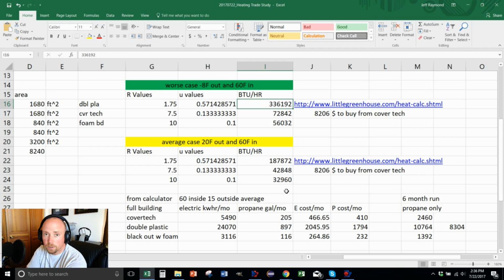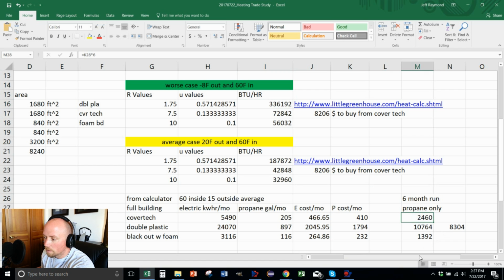But first I wanted to go over insulation, because the conclusion here, it's probably pretty clear to everyone, I'm a little late to the game, but is that every dollar you spend on insulation saves you way more than a dollar on fuel cost. If we were to go with the CoverTech insulation, it pays for itself within the first year. That's pretty phenomenal. So compared to if we didn't use it, we just went with double poly.